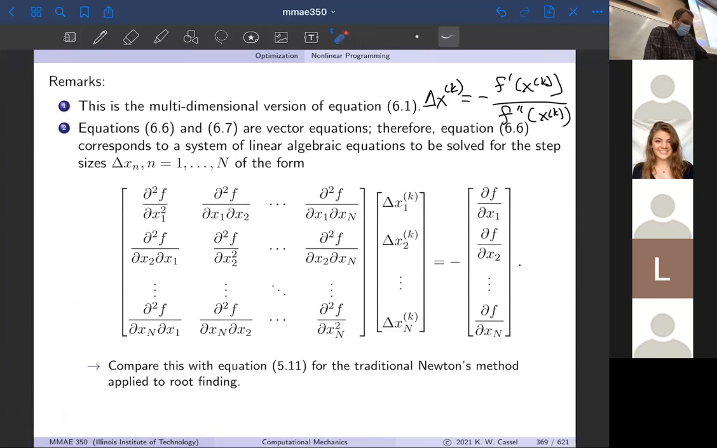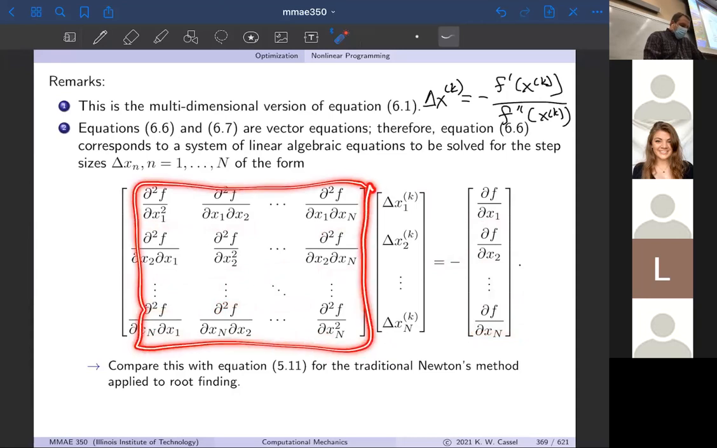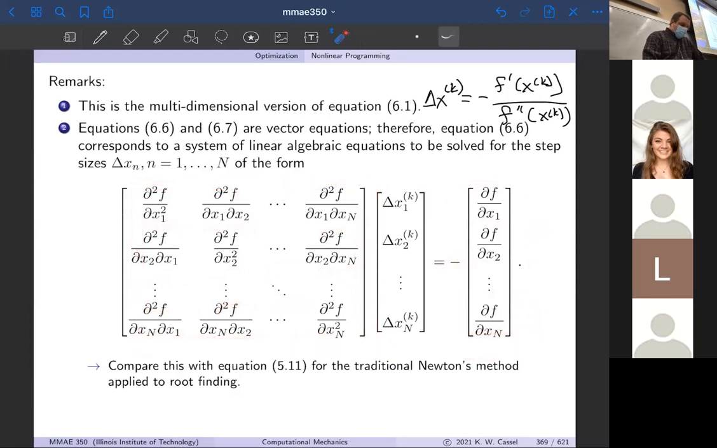So here's what it looks like if you write it all out. That vector equation that I just showed you on the previous slide, this is that same thing, just written out. I have my solution for all the delta x's, delta x1, delta x2, delta x3, all the way to delta xn. The right-hand side is the negative of the first derivatives. And then the left-hand side is the matrix of all the second derivatives, the Hessian. These are evaluated at the current kth iteration, so these are all just numbers. And then you solve that system of linear algebraic equations for the delta x's.